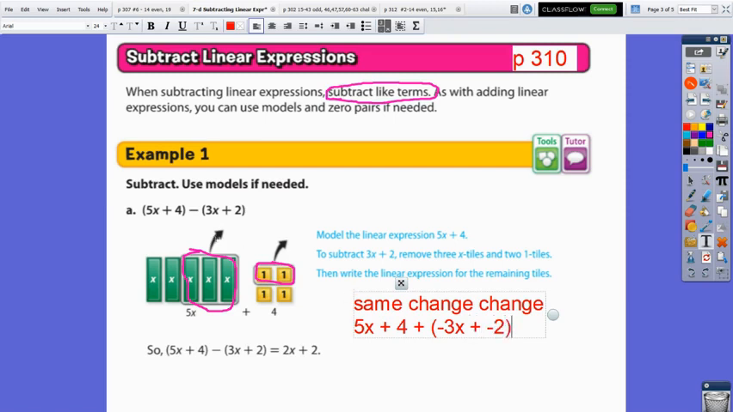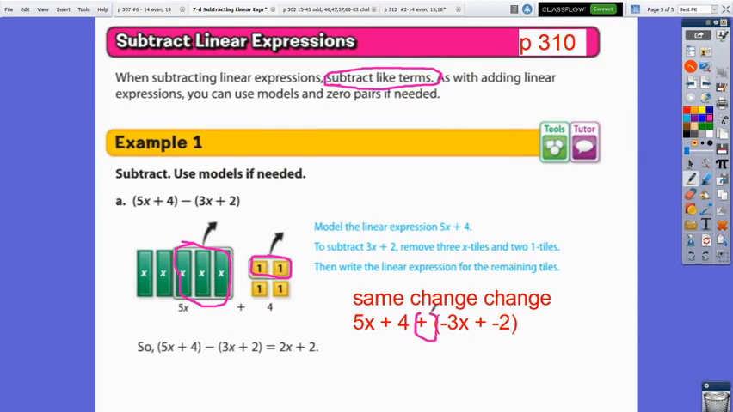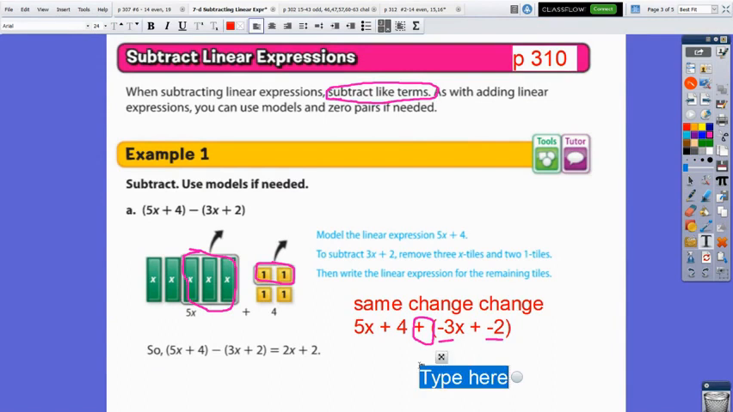Okay, so instead of minus 3x plus 2, that's really the same as plus. We've changed the subtraction to plus, and then changed all of the terms in the second expression to its opposite, and then add them together. 5 plus negative 3 is 2x, and 4 plus negative 2 is 2. Okay, so this is the method that's used later on when these things get more complicated.